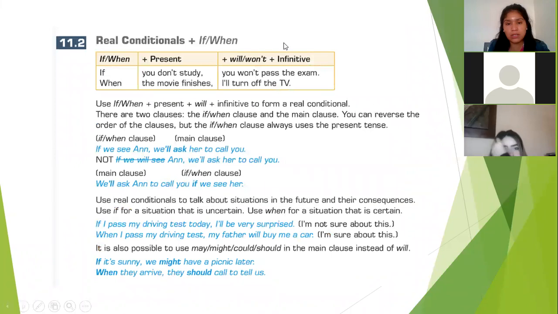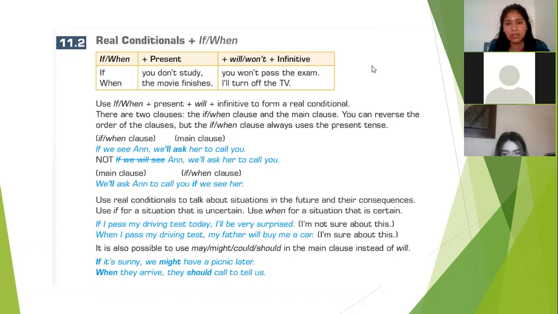Okay, it says in here, real conditional plus if or when. It means that I can use if or I can use when, but it will vary. It will depend on what I'm talking about to know if I'm gonna use if or when. So the structure of this is if plus the present tense in the first clause, and then in the second clause, it will be will plus the infinitive. For example, if you don't study, you won't pass the exam.